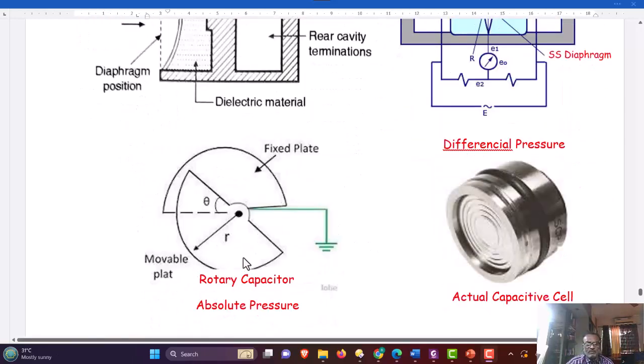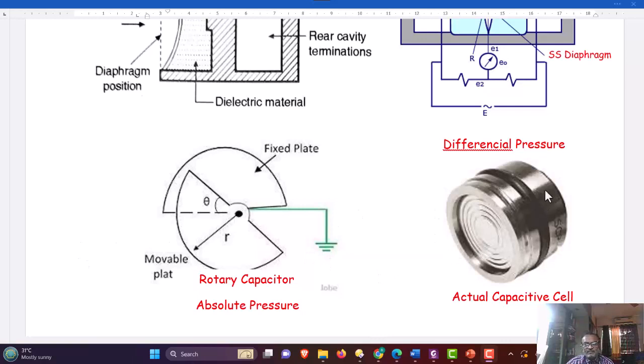It is possible to have a rotary capacitor also. One plate is fixed and another plate is movable. Here, when the plates are moving, the area of overlap will change and that changes the capacitance between the plates. So rotary motion generated due to the deflection created by the pressure applied to the sensor gives rise to a change in the capacitance. So a rotary capacitor can also be used in some cases.